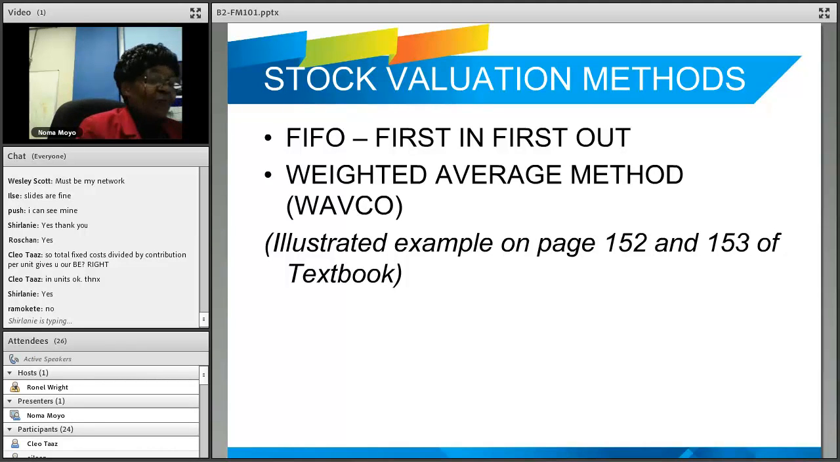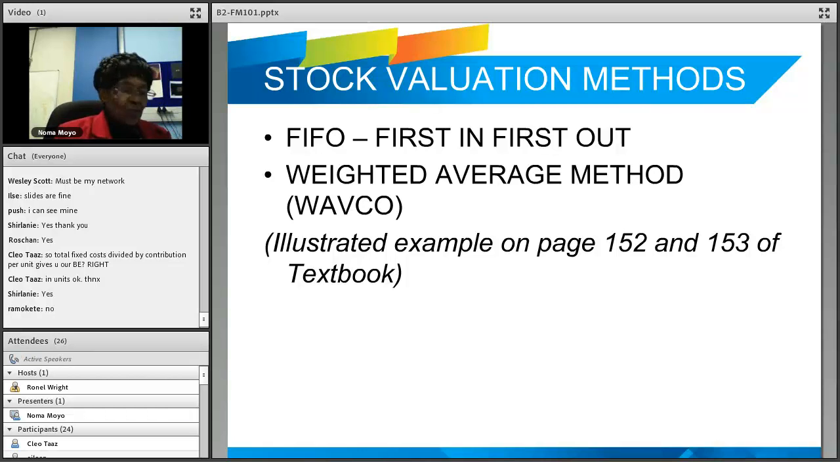Are you getting where I'm going with that? Remember, we have the 60 times 10 is 600. We now have that 160 times 12, which is 1,920. In total, we now have 60 units that came from the last lot plus the 160.